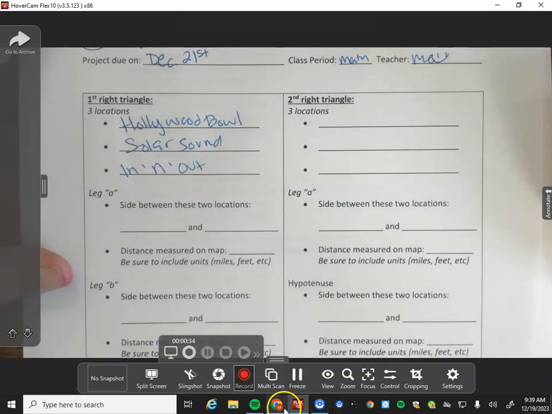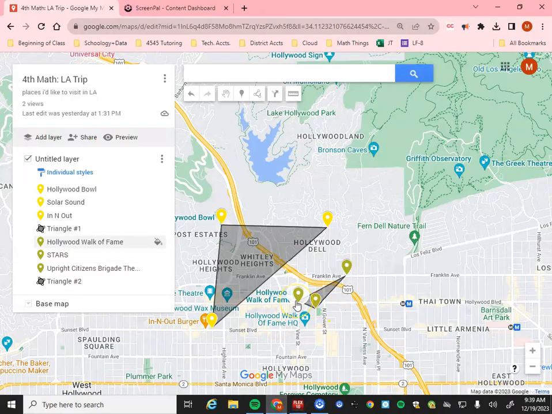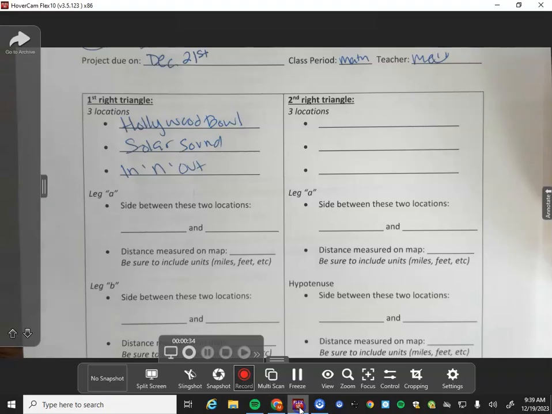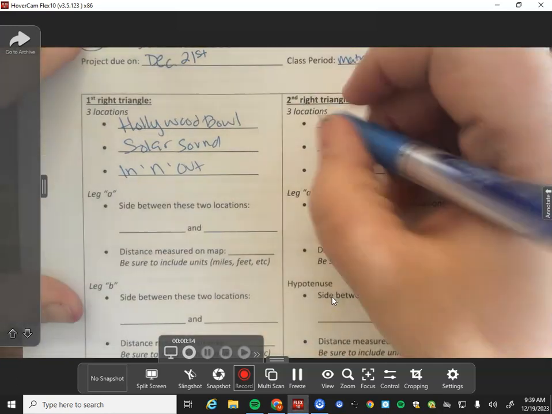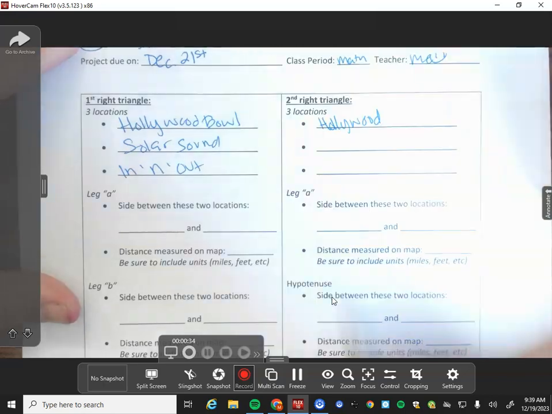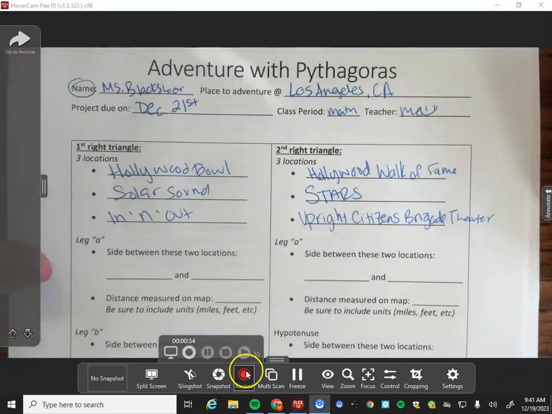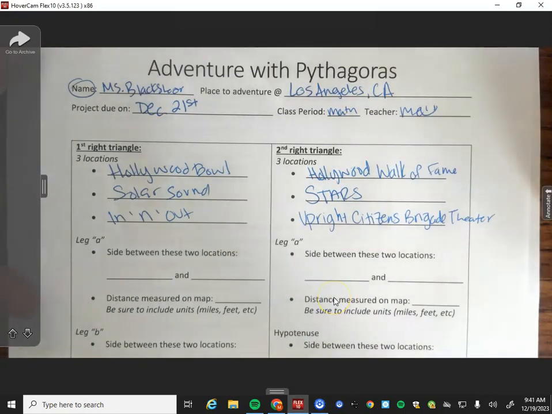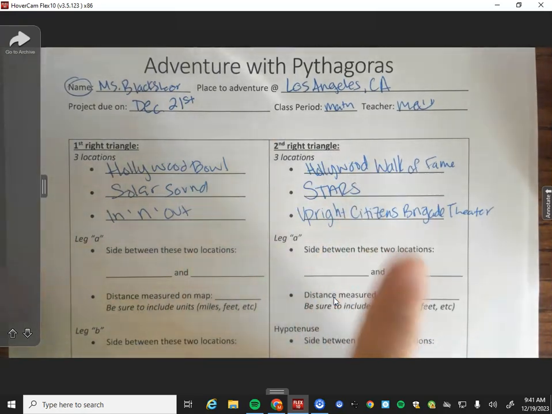My second right triangle locations are Hollywood Walk of Fame, Stars, and the Upright Citizens Brigade Theater. So I've got Hollywood Walk of Fame. Give me one moment, guys. Okay, so now I have all 6 of my locations written down.